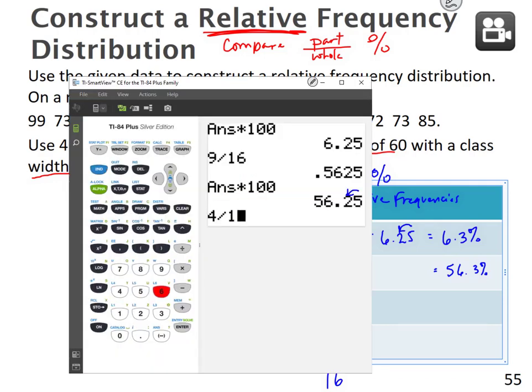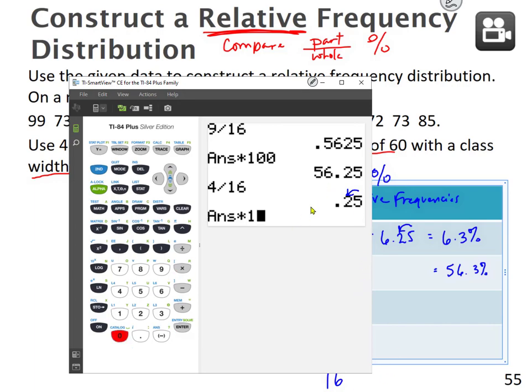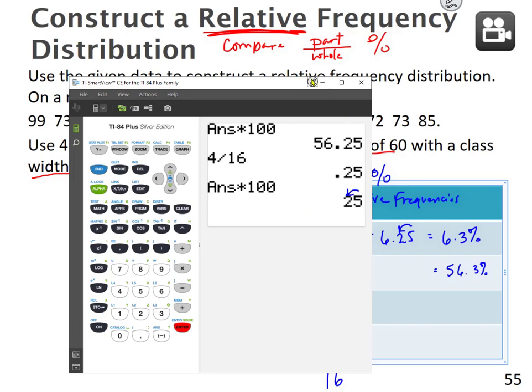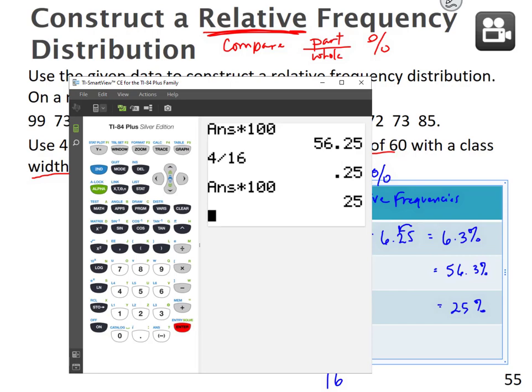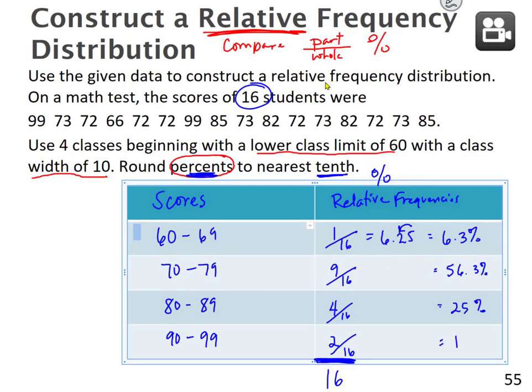You might remember this one. It reduces to 1/4, so 0.25. If we multiply by 100, that just gives us 25% even. So no decimal there, 25%. And the last one, 2/16, 2 divided by 16 times 100, you can do it all in the same step if you want to, gives us 12.5. So again, we don't have to round because it's already to the tenths.